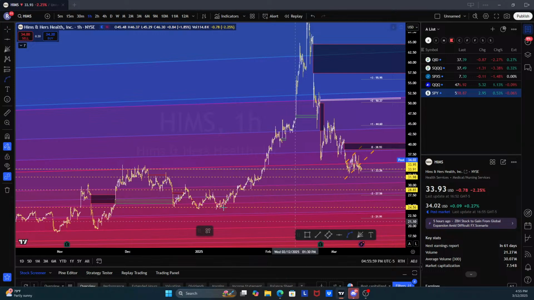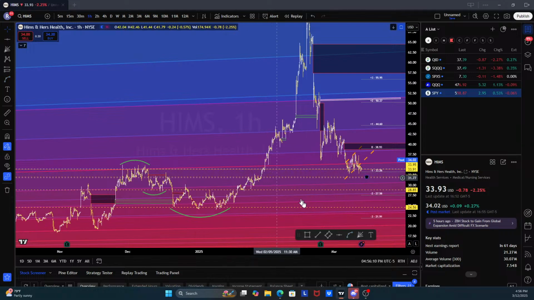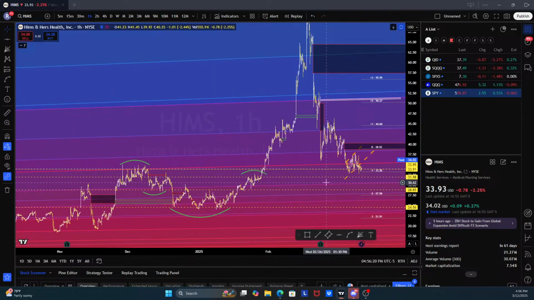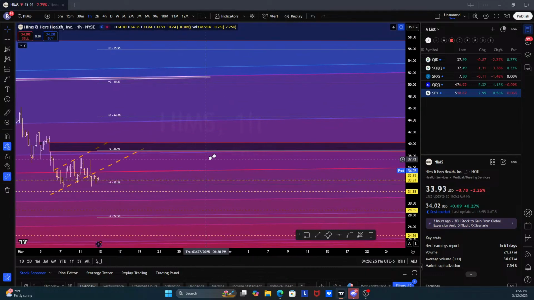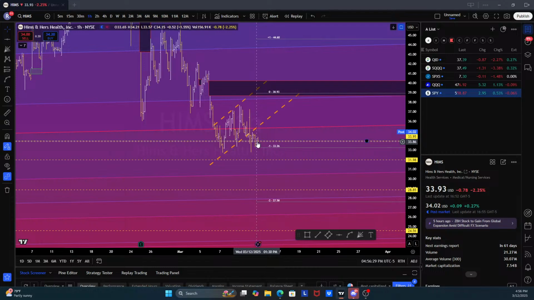So I marked out that, I marked out this, that, and here. So right now these are the levels that I'm watching. And then I go over here and when I start to zoom in on the charts over here, you can see that's what we're starting to respect.